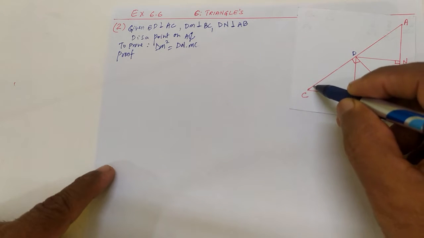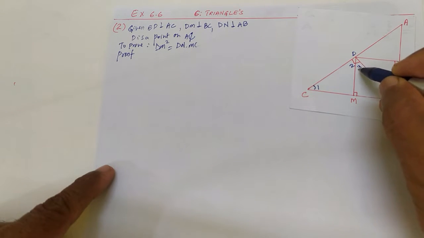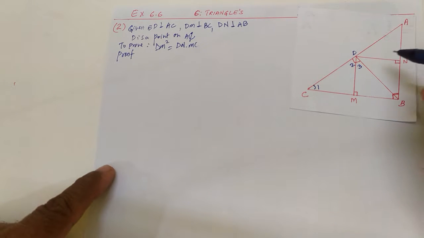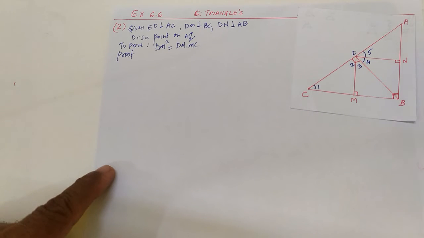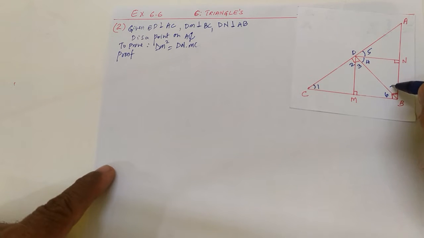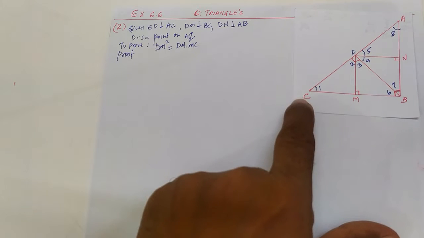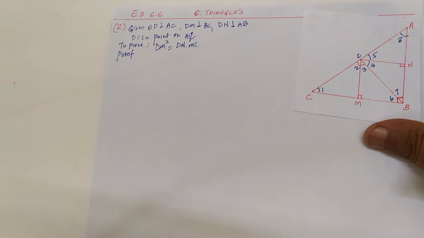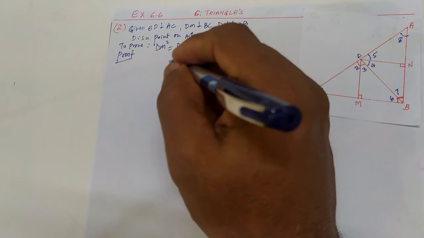We will name these triangles first. This is angle 1, we will say. This is angle 2. This is angle 3. This is 90 degrees. This we will say as 4. This angle as 5. This angle as 6. This as 7. And this as 8. And we will use these angles in the proof. So, we will start with the proof.